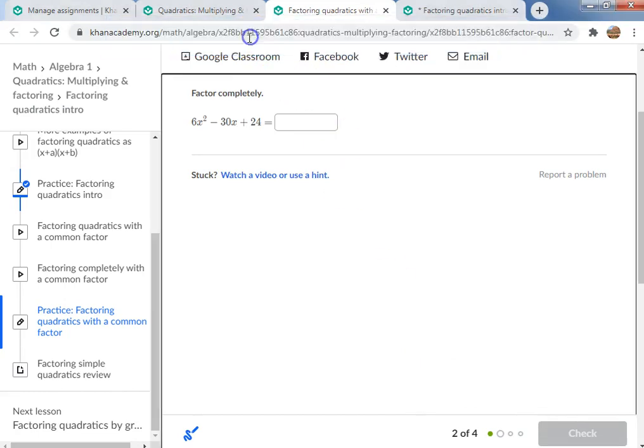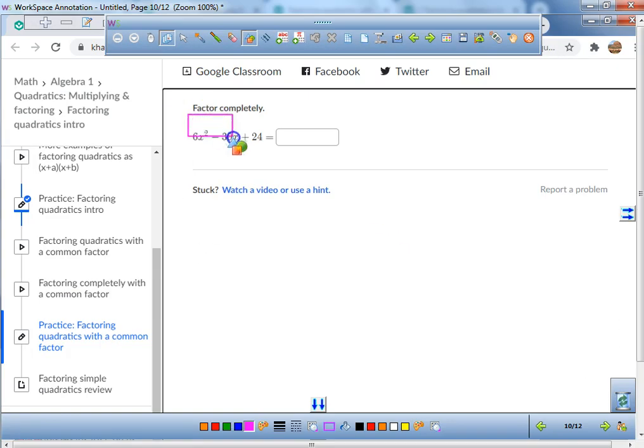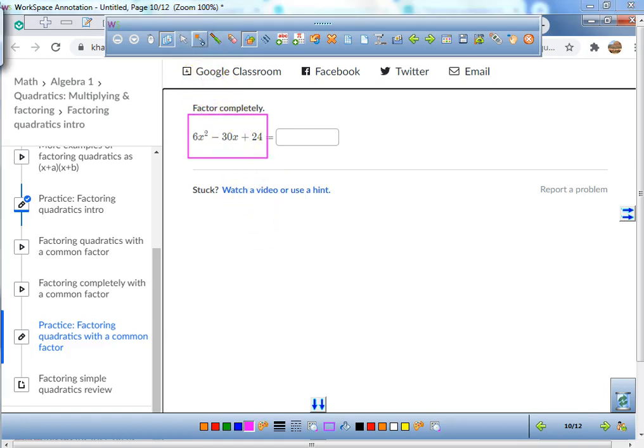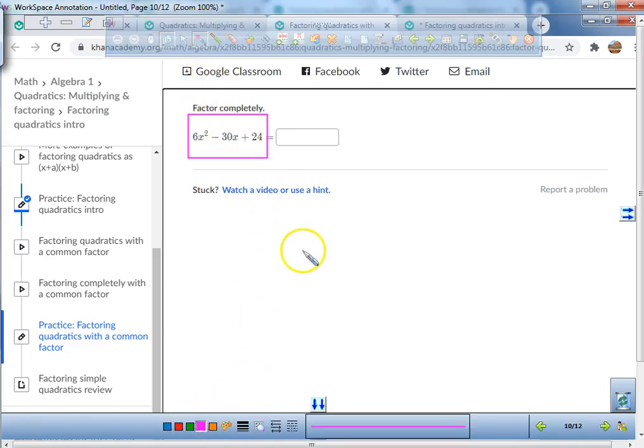Let's do this one now. It won't take very long because now we've already seen the process. So the next time you'll be like, okay, I kind of know what he's going to do. I'm going to write it down first, though, just like I asked my students to: 6x squared minus 30x plus 24.